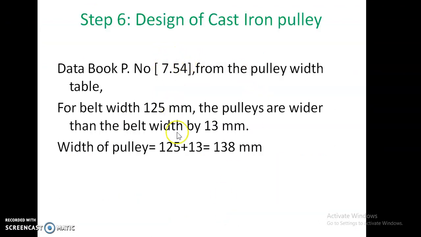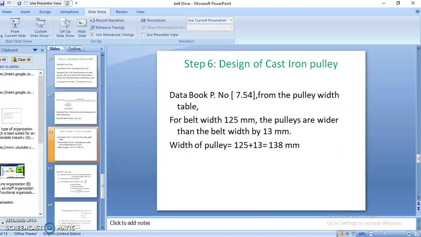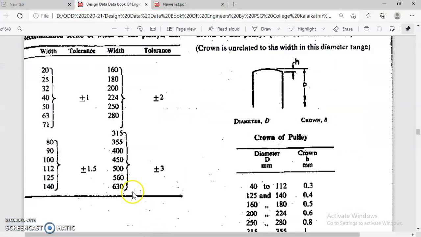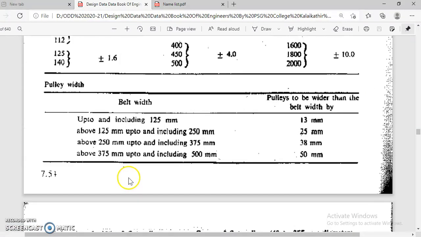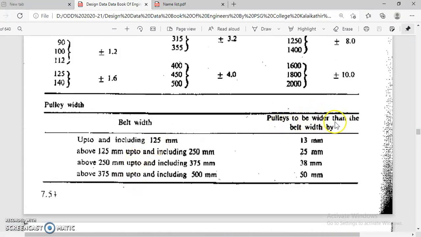Then design of cast iron pulley. You have to design the cast iron pulley. So the pulley width should be greater than the belt width by 13 mm. It is also from the data book. Page number 7.54, pulley is to be wider than the belt width by 13 mm for belt width up to 125 mm. Here we have taken the belt width as 125 mm. So it is 125 plus 13, which is equal to 138 mm.